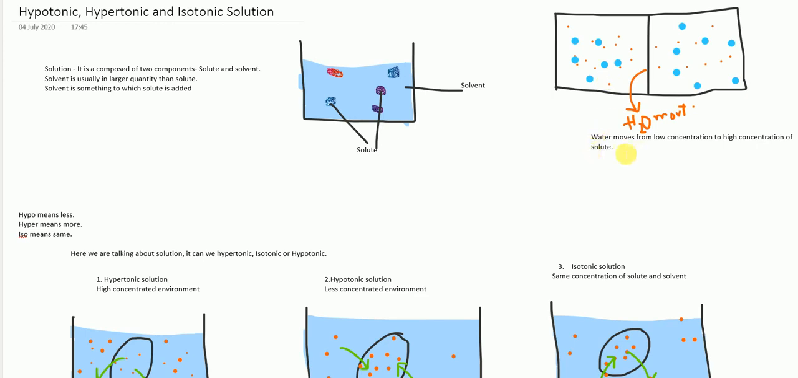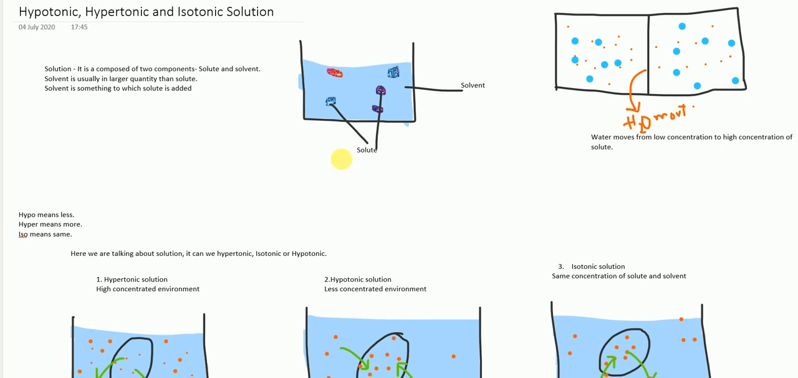In a cell, water moves from outside the cell to inside, or vice versa. Water moves across the cell membrane. The cell membrane is semi-permeable in nature. It allows movement of certain molecules only. So if water moves inside the cell, it has to cross the cell membrane.